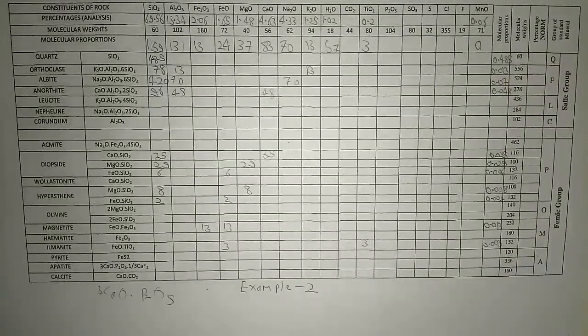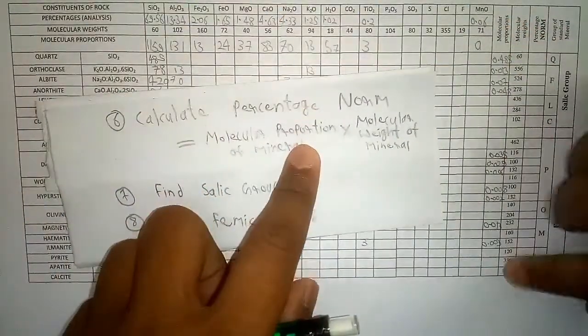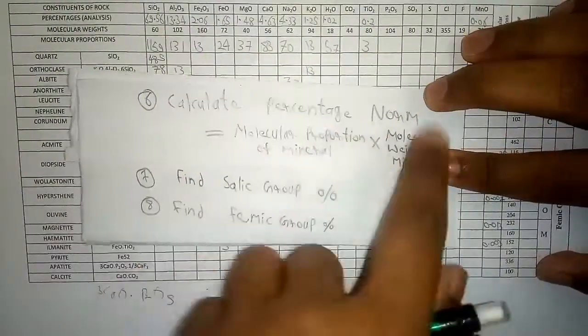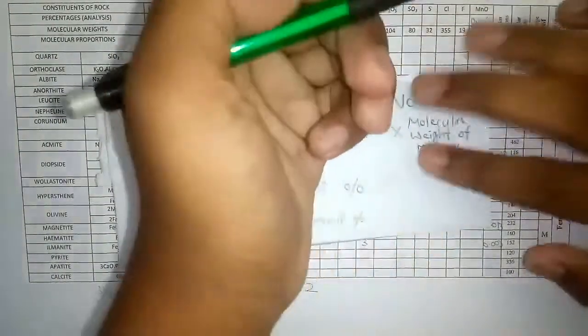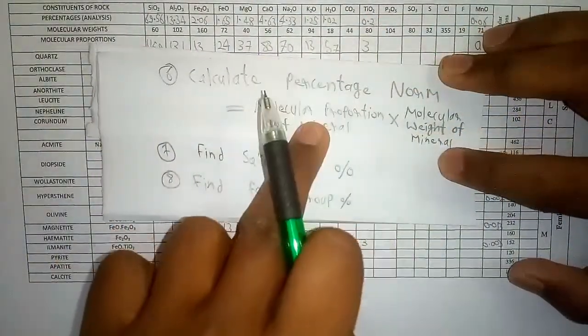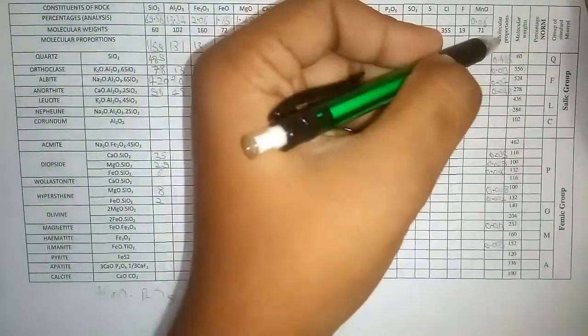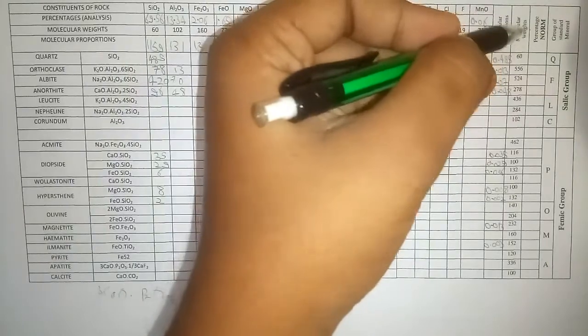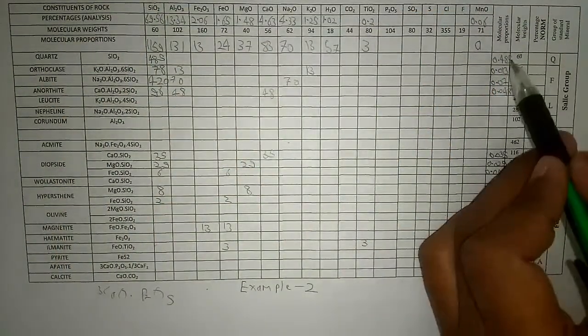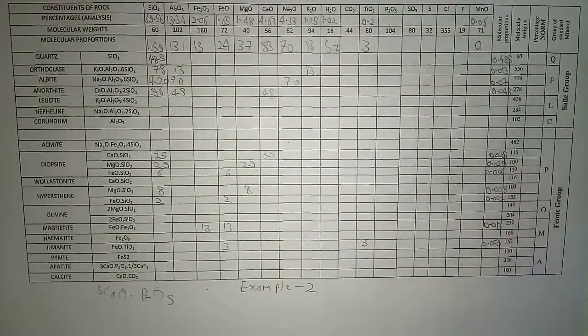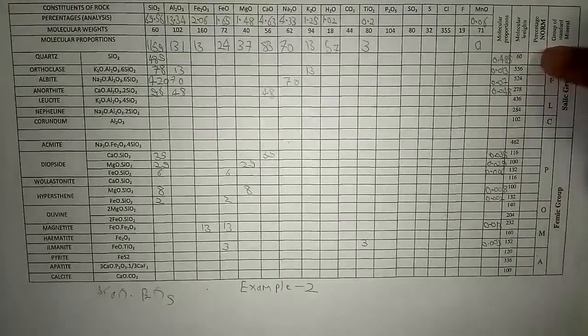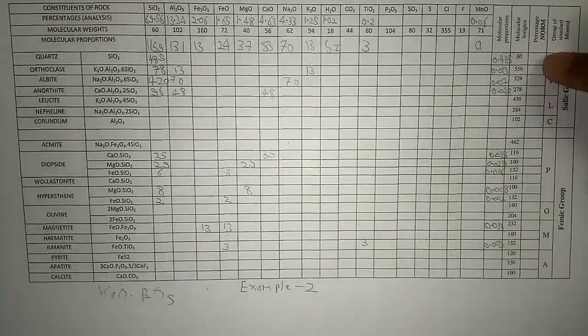Right, guys. So now the next step is, we have written the molecular proportion of minerals. Now step number 6, calculate the percentage norm. So you can see here the percentage norm is given. So the percentage norm formula is molecular proportion of mineral into molecular weight of mineral. See guys, this is the column of molecular proportion of mineral, and this is the column of molecular weight of mineral. So just multiply these two numbers and write the values here. Okay. But we have to take only two digits after the decimal, and that too as an average.